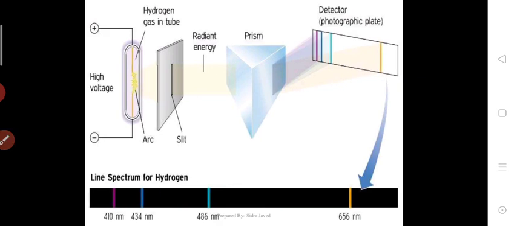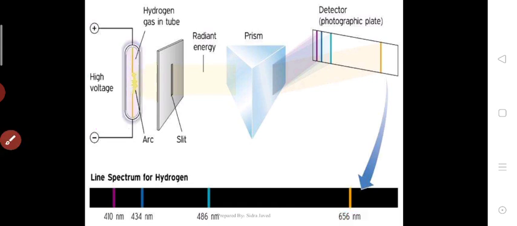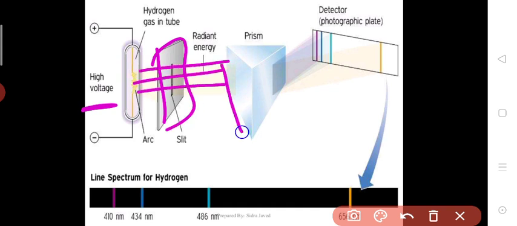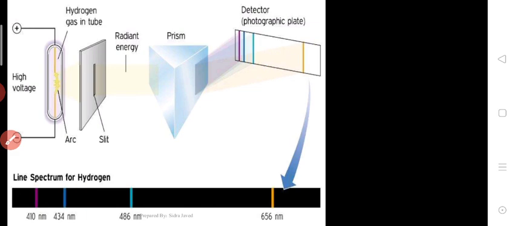So this is the setup. This is the hydrogen gas filled in this tube, with high voltage applied. You have the slit, the beam is passing through the slit, then here you have kept a prism, and here is your photographic plate on which you observe the emission spectrum, and this is actually the hydrogen spectrum.